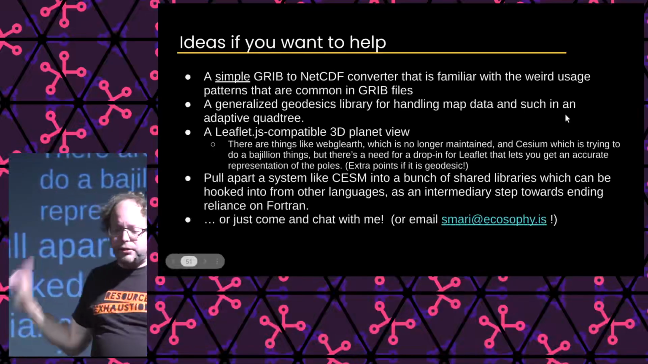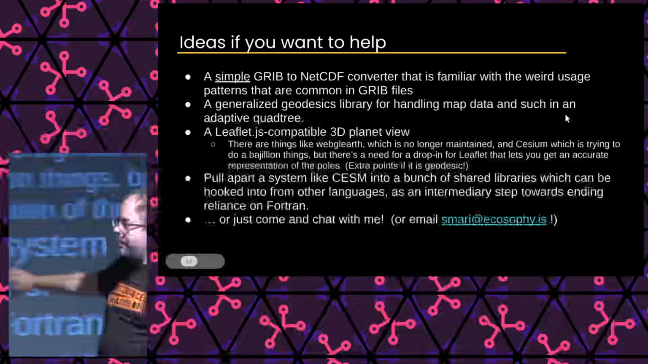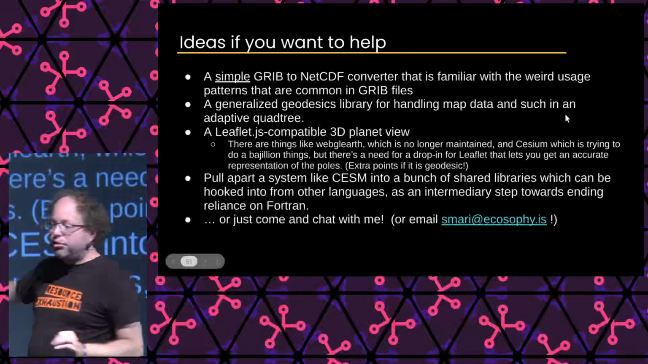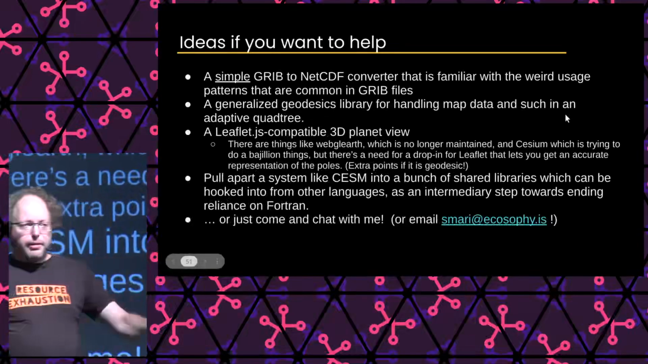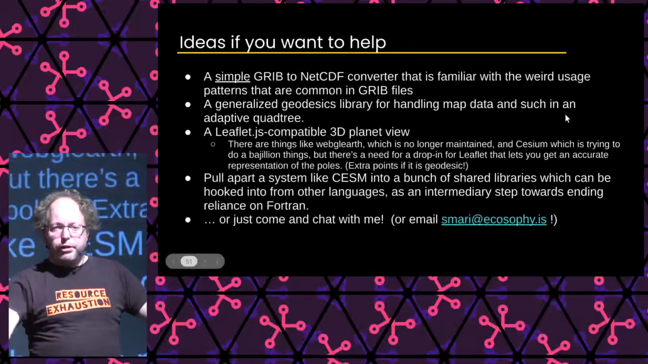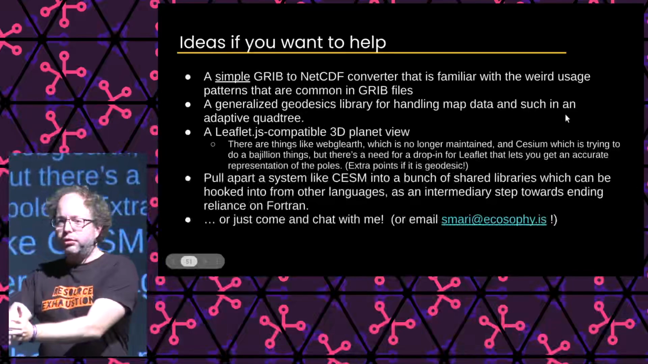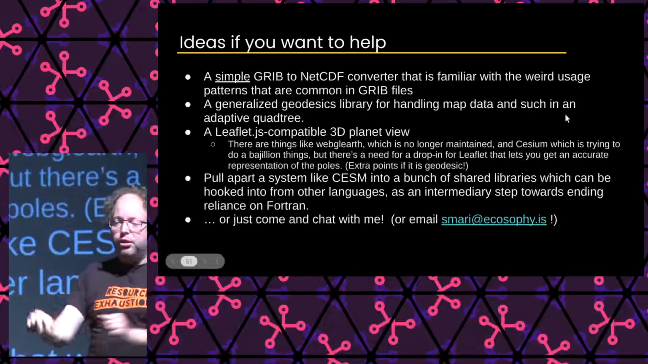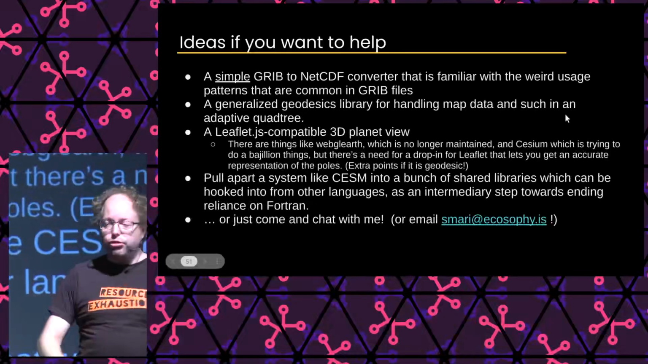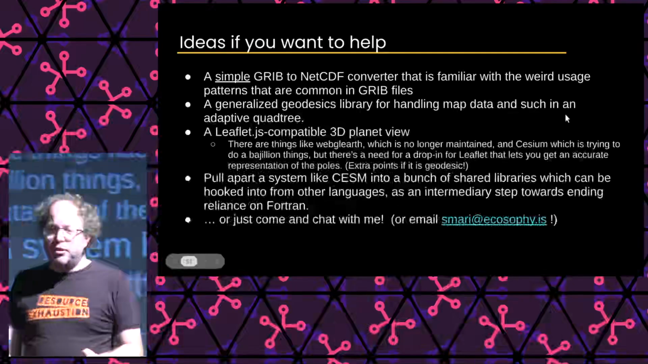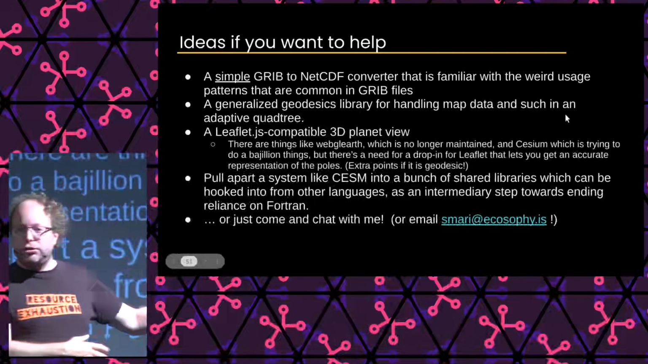And then this is, I think, one of the amazing things, if we could get this done: take a system like CESM, build a new build system that bakes each of the different submodels into individual shared libraries or shared objects that could be hooked into from other languages. That would be a step towards releasing our dependency on Fortran without having to rewrite the 2 million lines of code behind it.